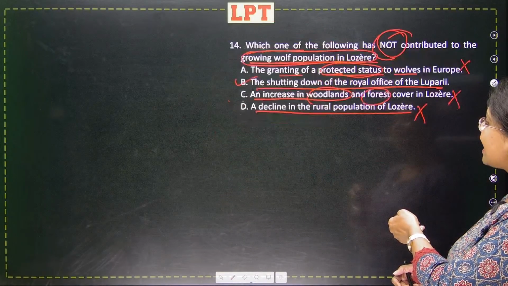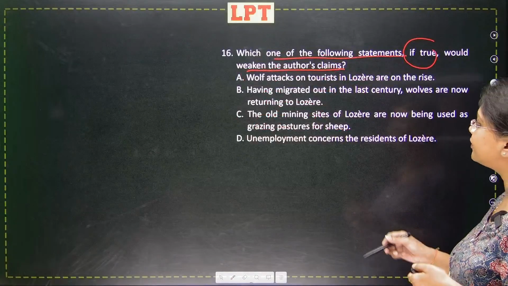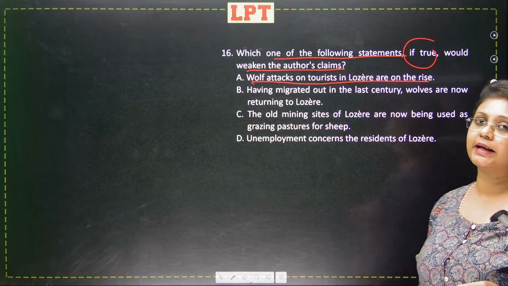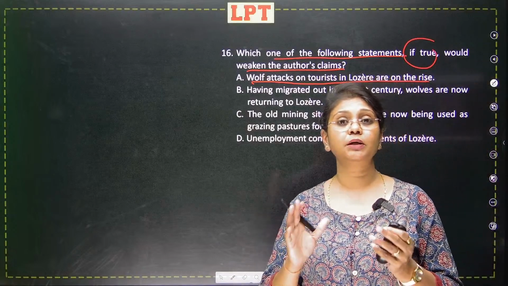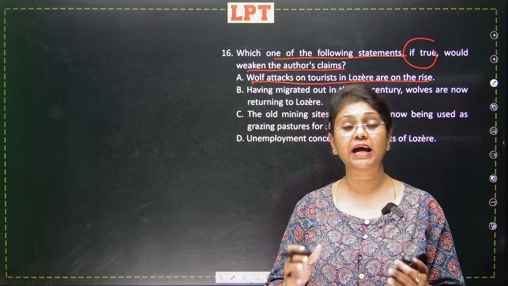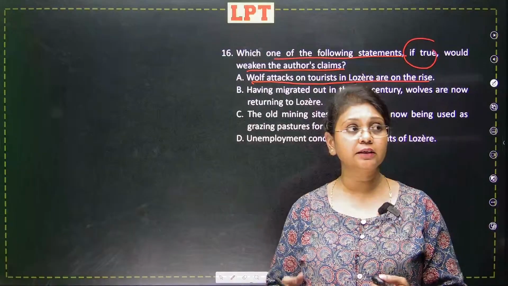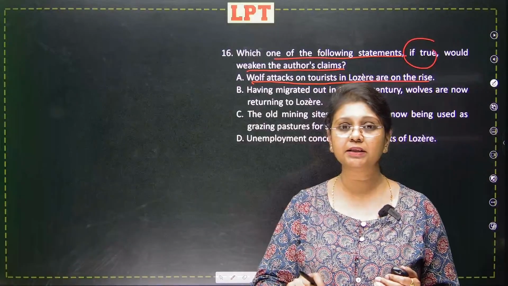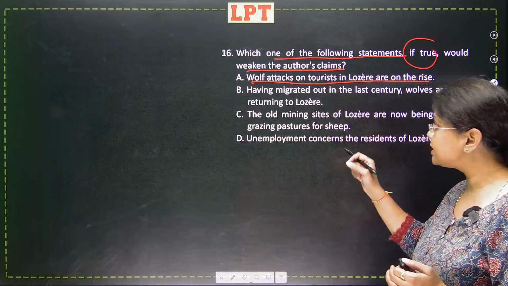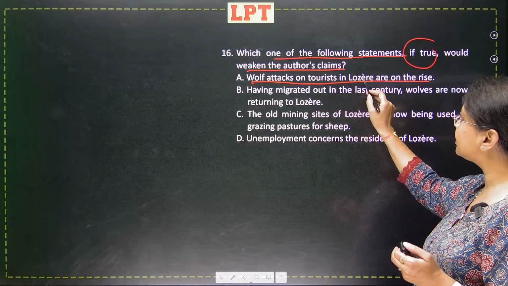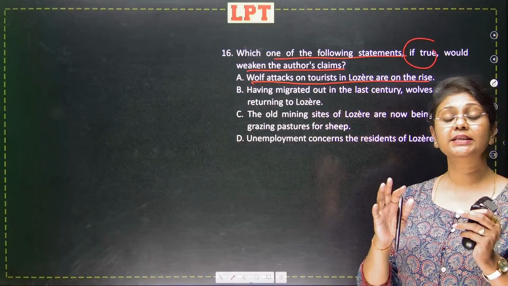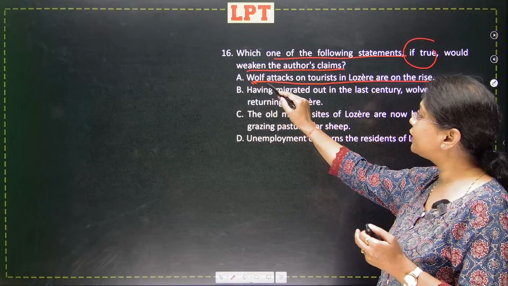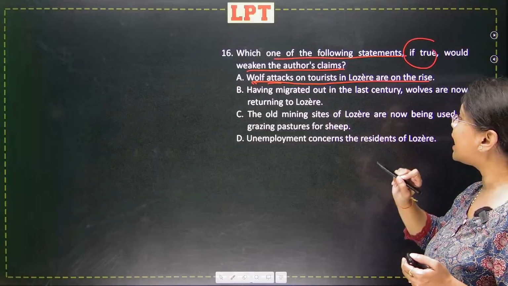Now, because we have to weaken the argument, let's look at the first option. It says wolf attacks on tourists in Lozère are on the rise. Guys, if you have understood the main idea of the passage, it was that the wolf population is returning and there is disagreement between the environmentalists and the farmers. Now if you look at this option, it says wolf attacks on tourists in Lozère are on the rise.